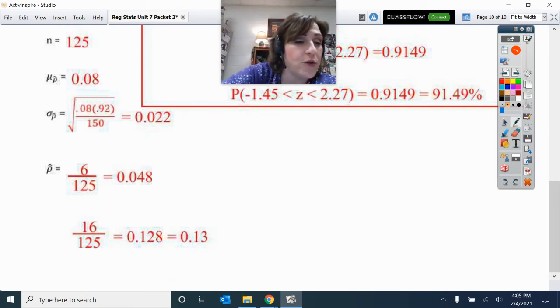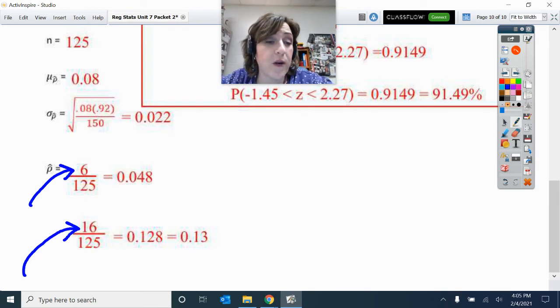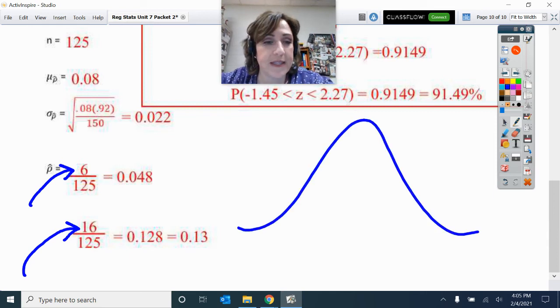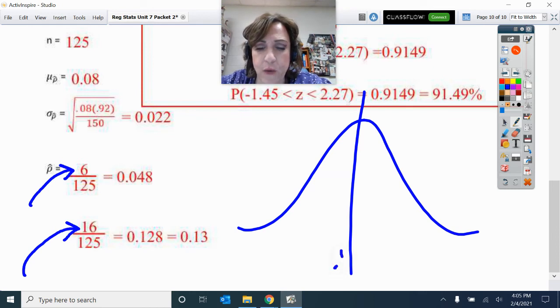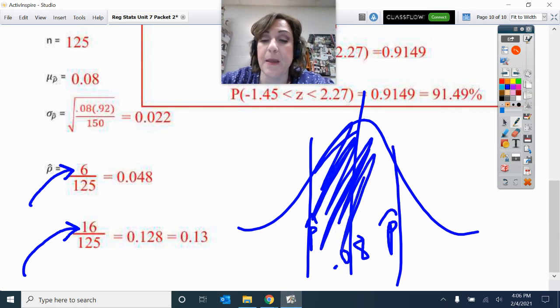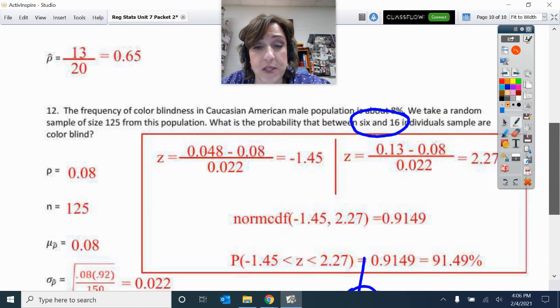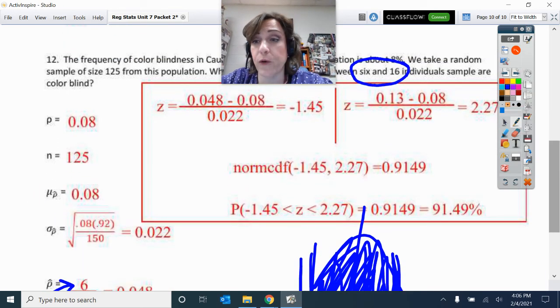Guess what that means? You have 2 P hats. 6 out of 125 is a P hat, and 16 out of 125 is a P hat. And we want to know the section. So let's see, where are these centered at? 0.08. 6 out of 125 is down here, and 16 out of 125 is up here. So the question is, what's this area in the middle? So you have to get a z-score for both of these sections, and then norm CDF between those two z-scores. So that's what we got, negative 1.45 to 2.27, and then we norm CDF.